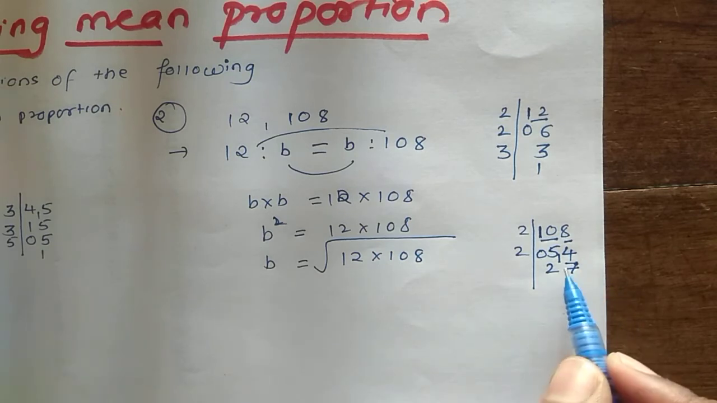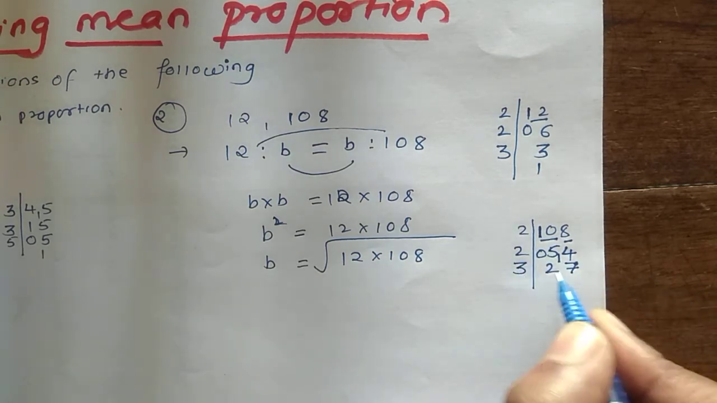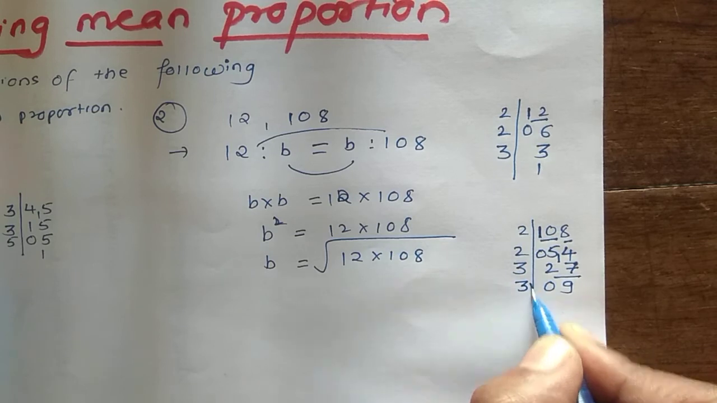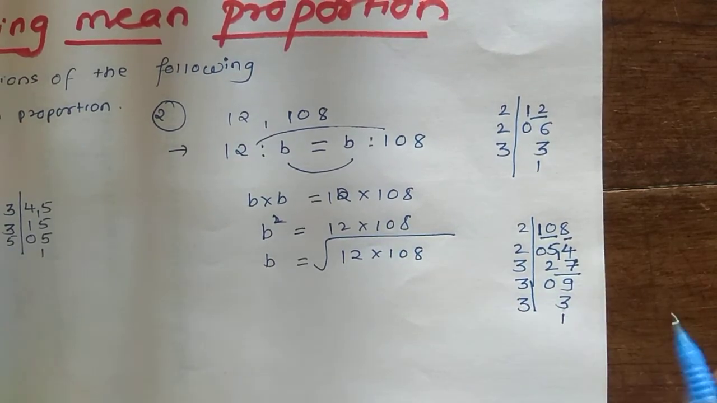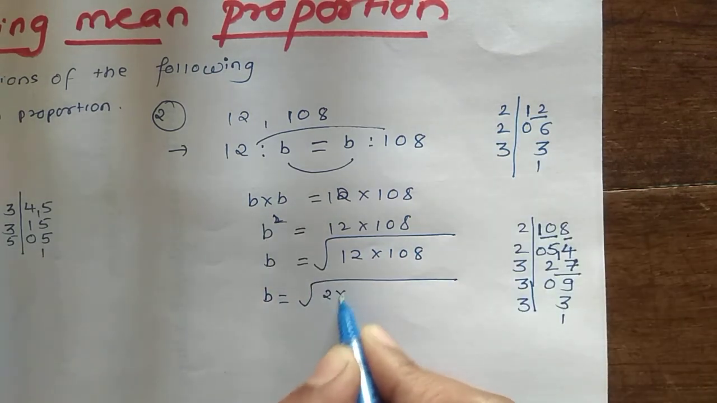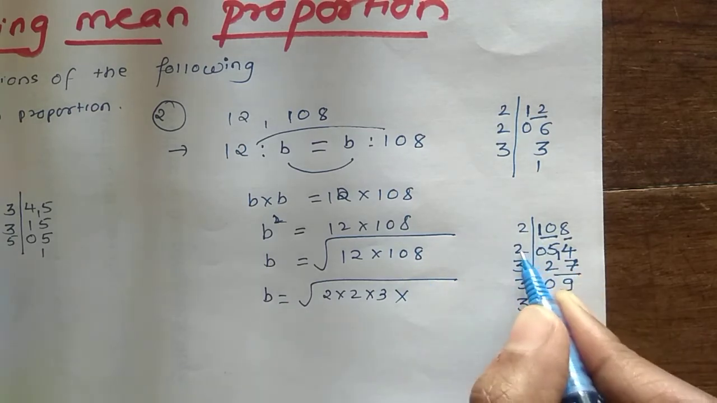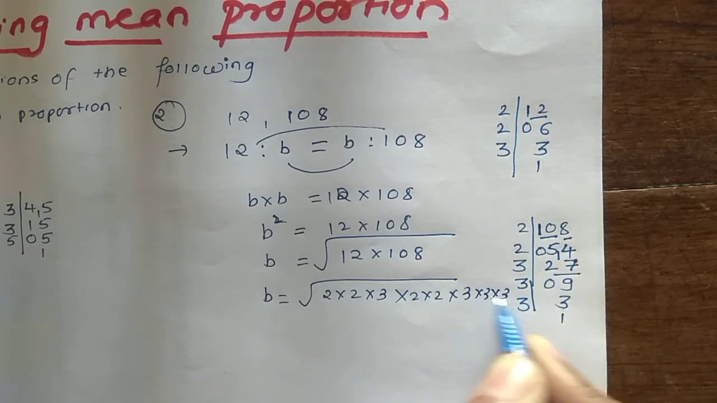Further we cannot divide with 2, but we can divide with 3 because 3 is also a prime number. 2 is less than 3, so we'll put 0. 3 9s are 27. You got 9, divide with 3. 3 3s are 9, and 3 1s are 3. So 12 you can write as 2 into 2 into 3, and 108 you can write as 2 into 2 into 3 into 3 into 3.